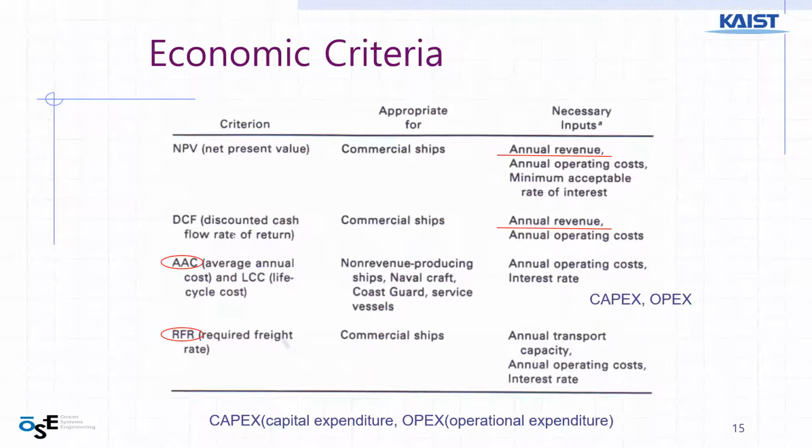Right. So economic criteria, there are more than required freight rate. In this table, the last item is the required freight rate, I just show you. But above them is AAC, it is another one. Average annual cost. It is annual cost, but it can be calculated into life cycle cost. Total, say 20 years, that may be how many years you can operate.